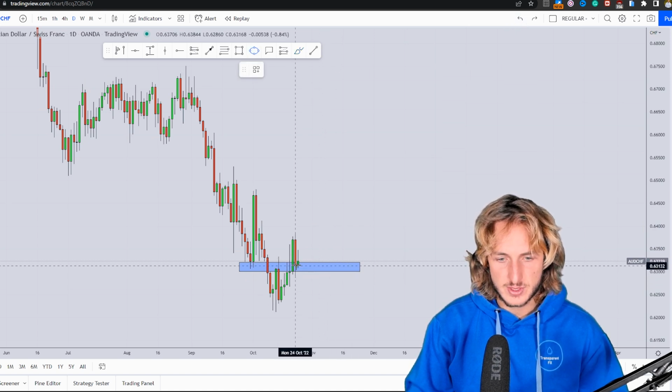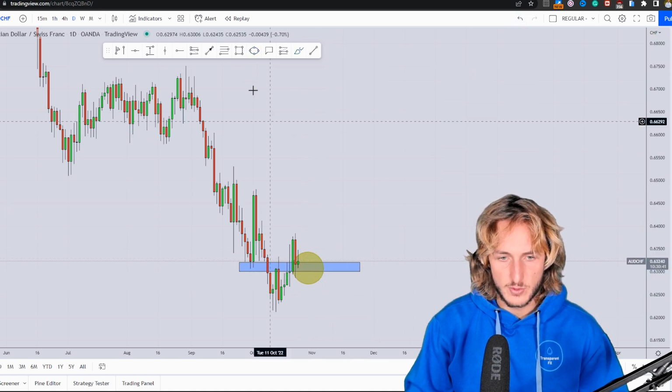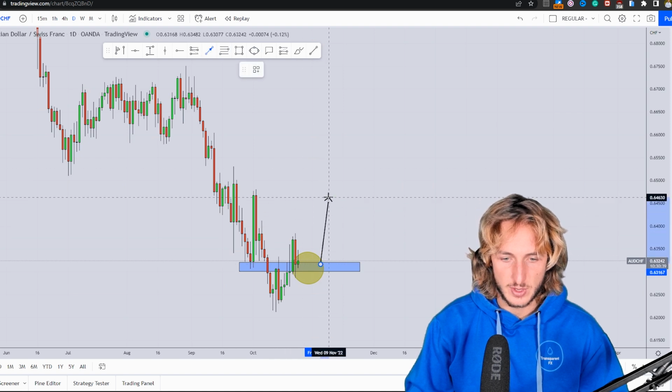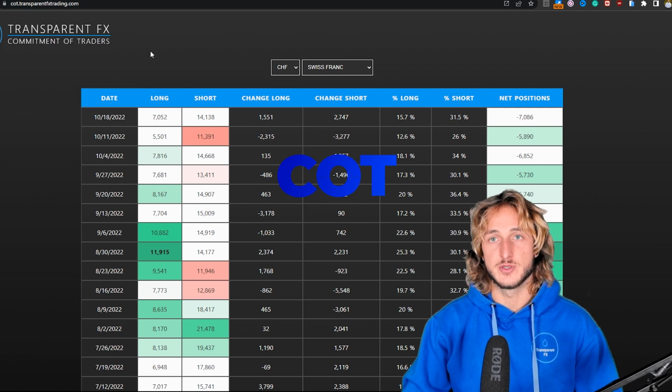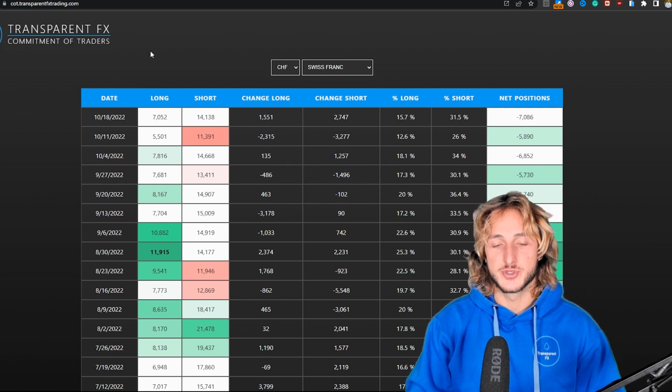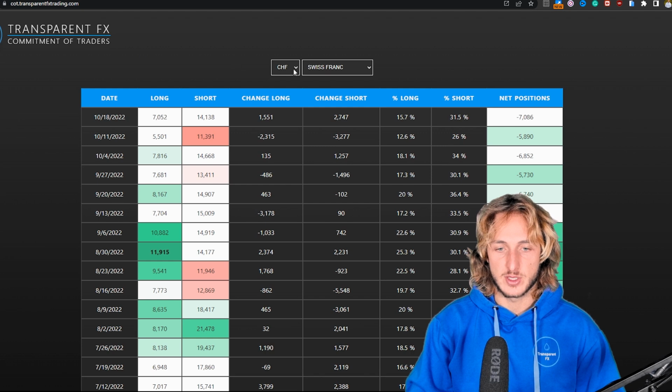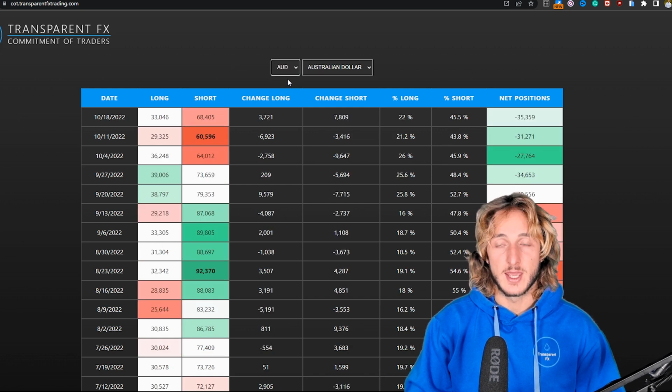So from here, there is definitely the possibility for a potential rejection to the upside. Now, if we go and see what we have when it comes to the commitment of traders, so the COT data, which is what the non-commercials, so the biggest speculators in the market, are doing, and we check the data for the AUD, we can see how with the last reports, net positions on the AUD have been increasing.